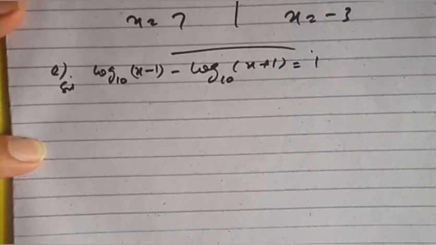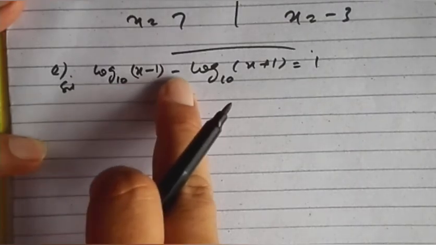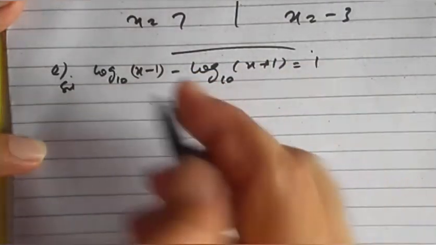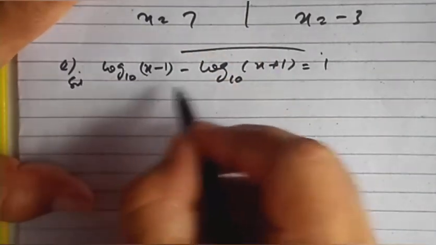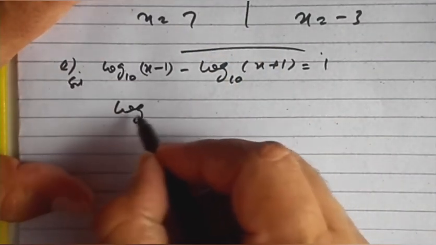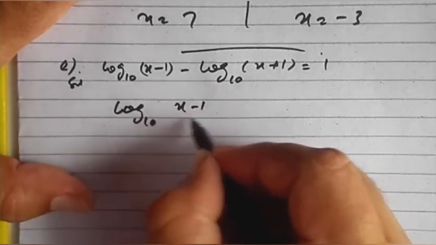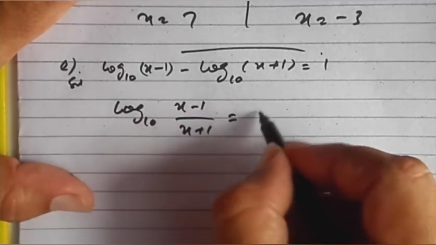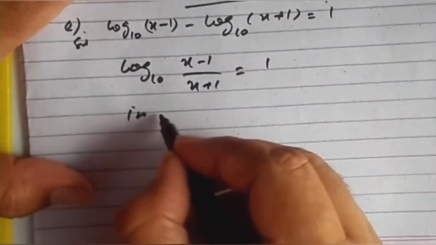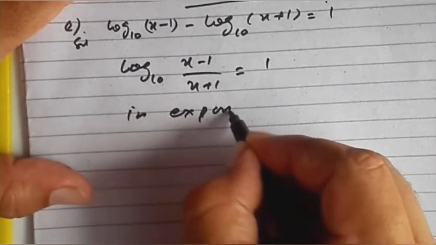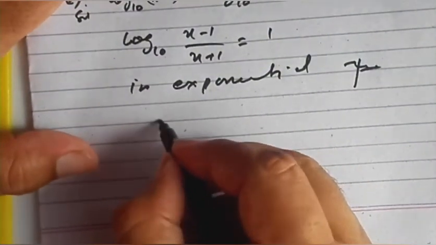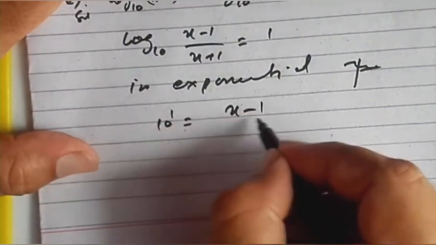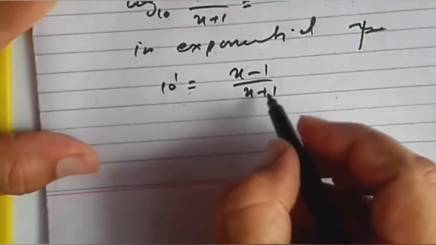Part E, log to the base 10 of x minus 1 minus log to the base 10 of x plus 1 equals to 1. So we know that in log the subtraction is changed into the division, so we can write it as log to the base 10 of x minus 1 divided by x plus 1 equals to 1. Now write it in exponential form. So we get 10 power 1 equals to x minus 1 divided by x plus 1.